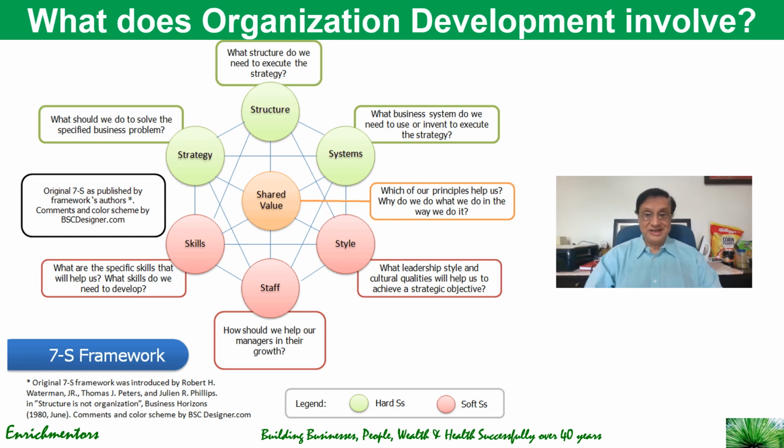What is the right level? What are the right cultural values in terms of style and leadership styles that are relevant for you to achieve your strategy and make the changes that you need to achieve your goals? What kind of staffing do you need? And finally, what are the skills that are necessary for your staff to have that can help all the people achieve the organizational goals that we have? So that is what organization development involves.